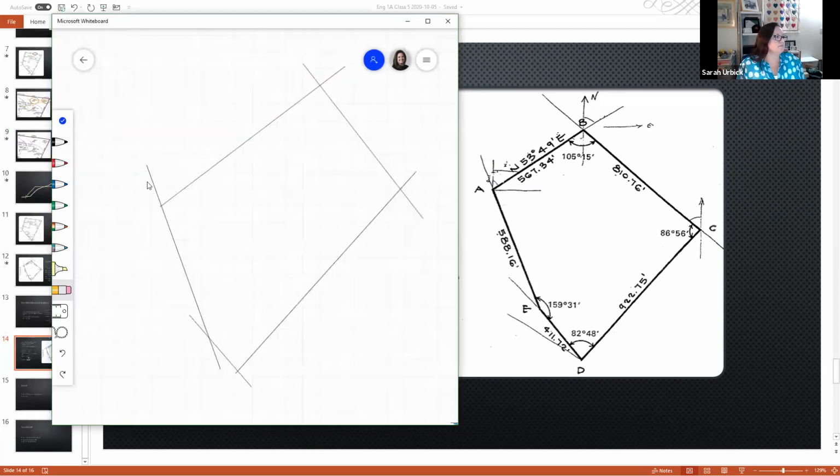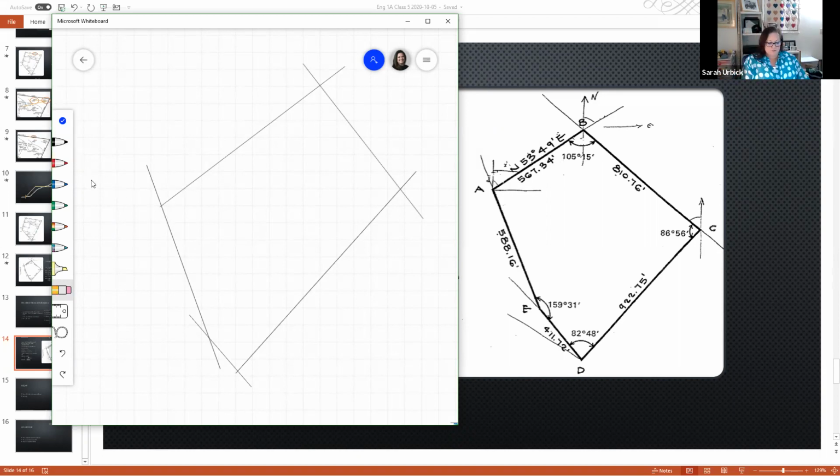So this line is A to B. What do we know about A to B? We have a bearing and we have a distance. All right. Just a horizontal distance, not a slope distance. Okay.